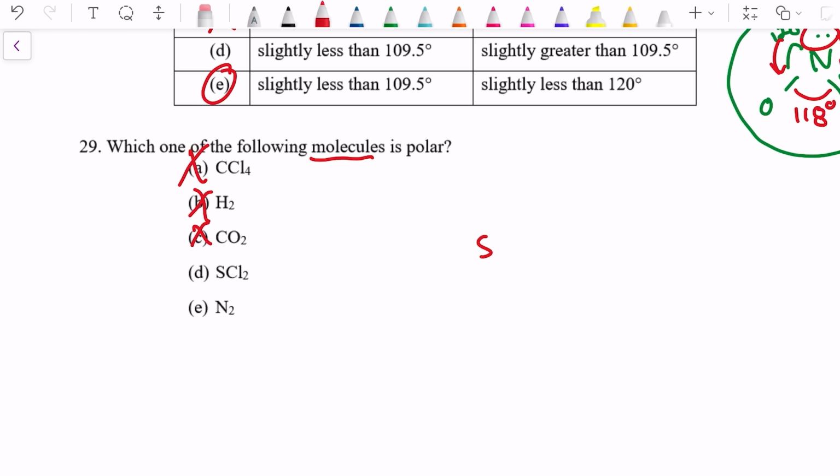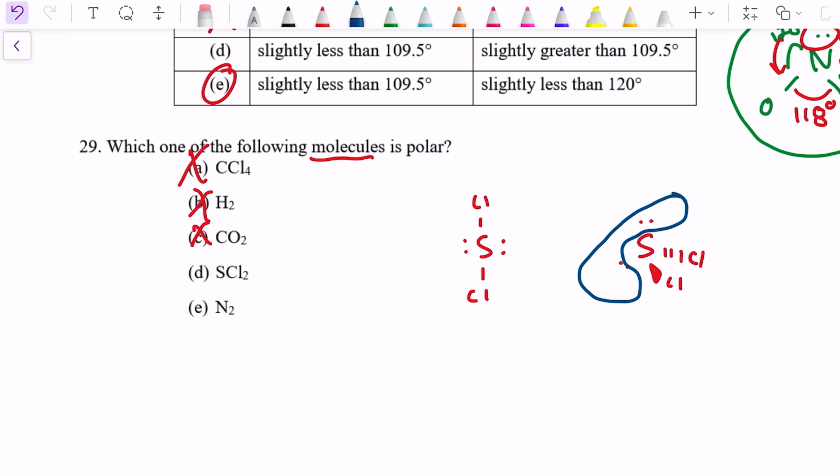Sulfur dichloride. Let's see. Something like that. This, on the other hand, if I do draw the molecular structure, it might look something like this. This does have a very high electron density up in this region, and it's not symmetrical. So, D's our choice. N2 is similar to H2. There are no asymmetries, so it's not E. 29D.